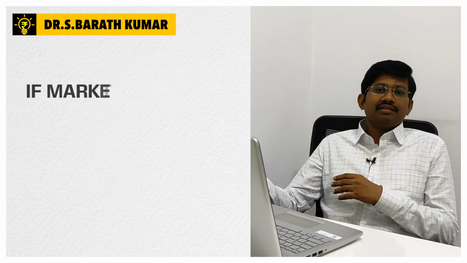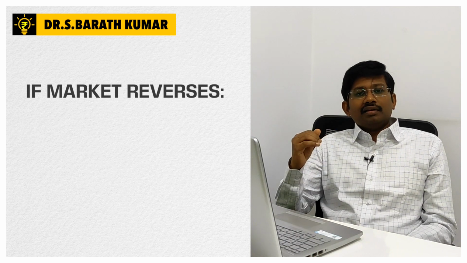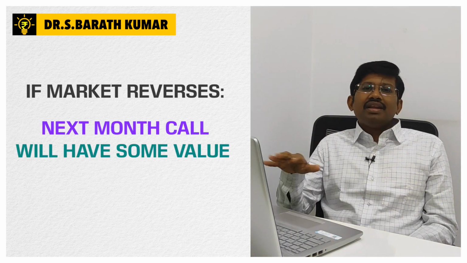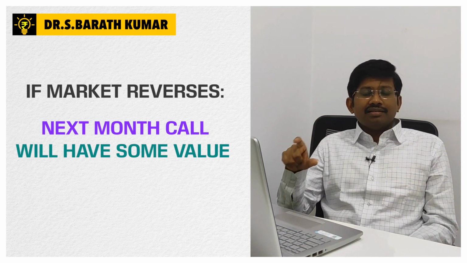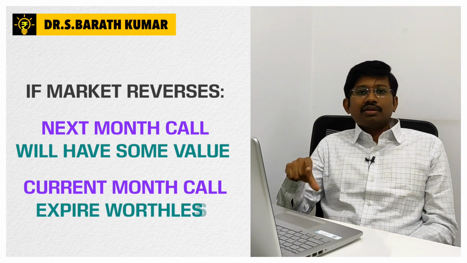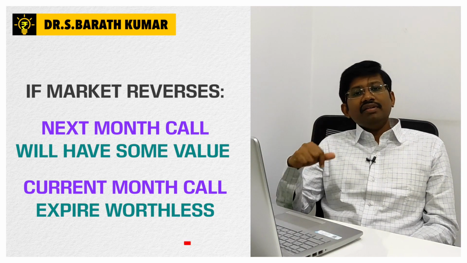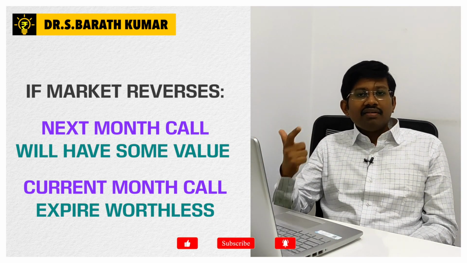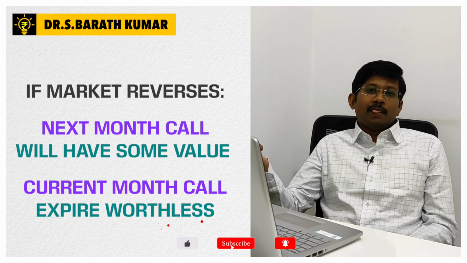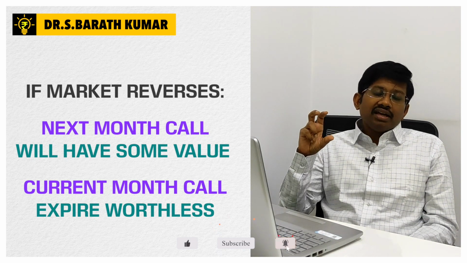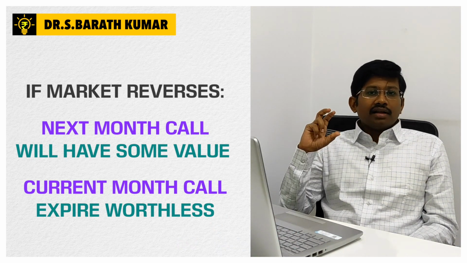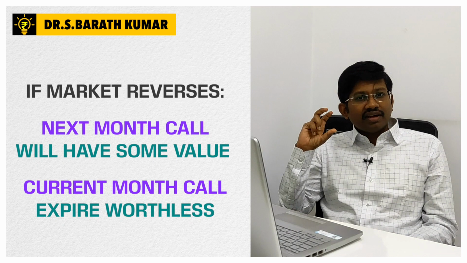Now, why do I say it is going to be the next month rather than the current month? Say once you buy a current month call, suddenly the market reverses. Now the time value is going to be very less. So the chances of the current month call expiring worthless is more. Whereas even if the market reverses, say we buy the next month call, since there is going to be a lot of time value left in that call, it will still always have some value left.